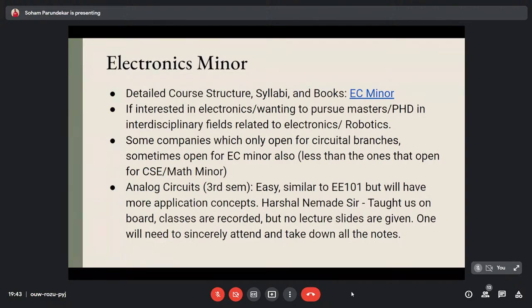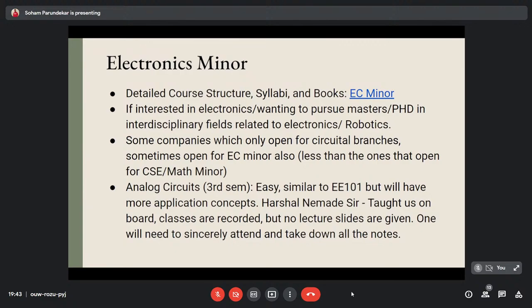But it wouldn't be a good idea to take up this minor if you are not interested in electronics and you are just trying to opt in because you want to sit for CS or MNC placements. Especially if you felt that EE101 itself was quite taxing and it would be difficult for you to take up another course in electronics.